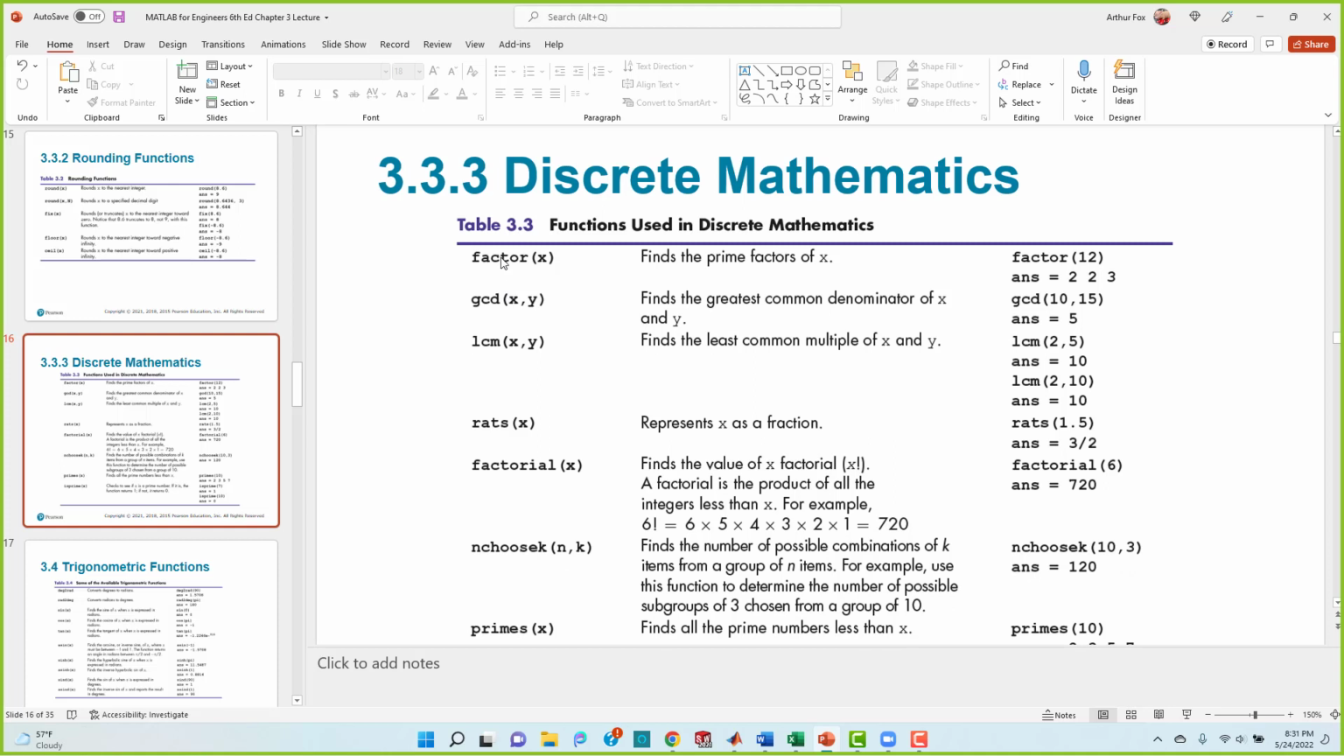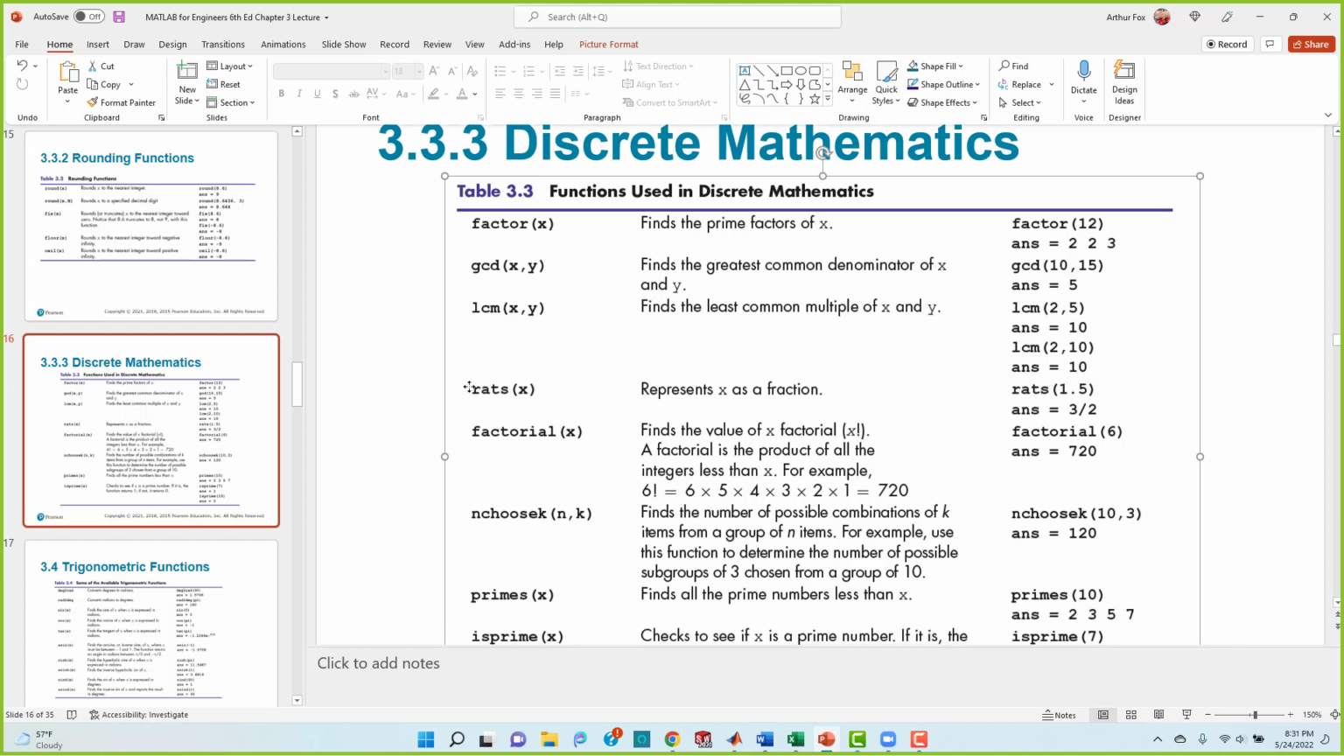Some more here is factor. If you want to find what the factors of a number are, you can do that. Greatest common denominator, least common denominator. Rational represents it as a fraction. Factorial, this one you will be using in coming homework assignments. When we get into loops, while loops, for loops, there are several equations that have that in there.